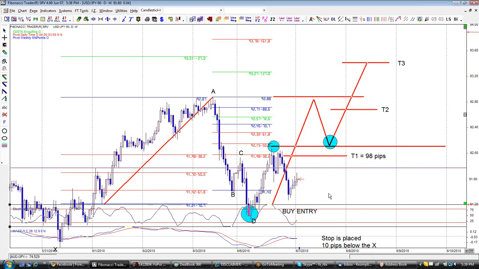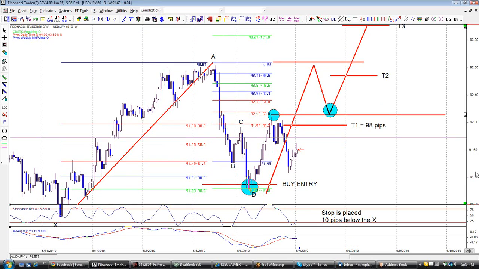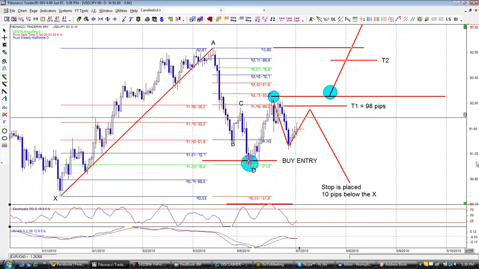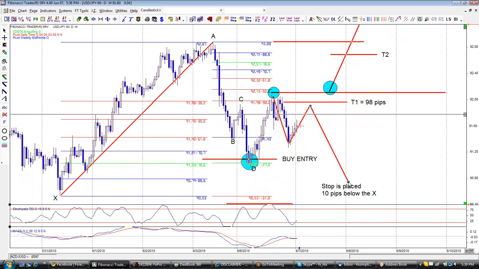And here, even if now price does not go all the way up where we expect, but continues to trade bearish, let's say price does something like this and continues the bearish move, well, we're still in profit because the stop now is a break-even point, and we're up 98 pips out of the trade.